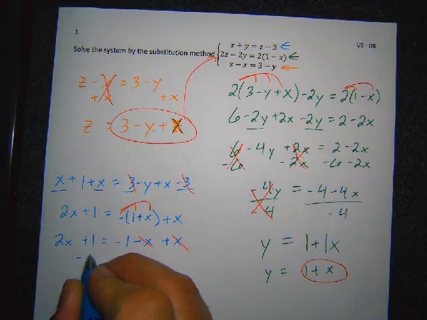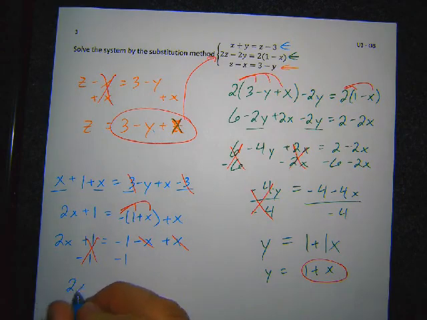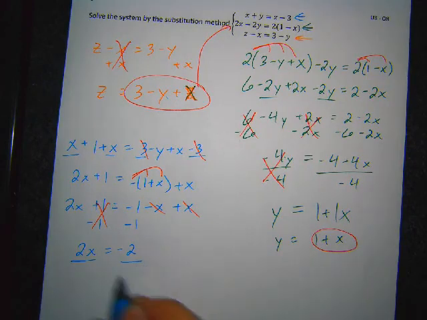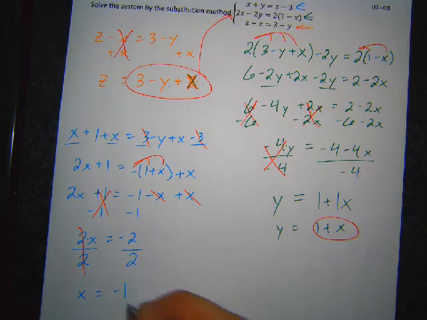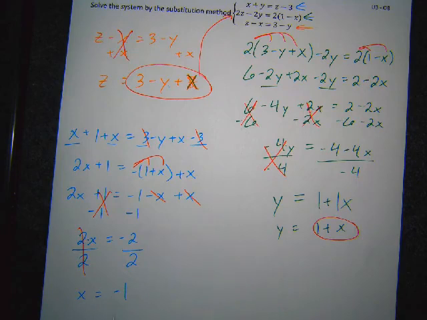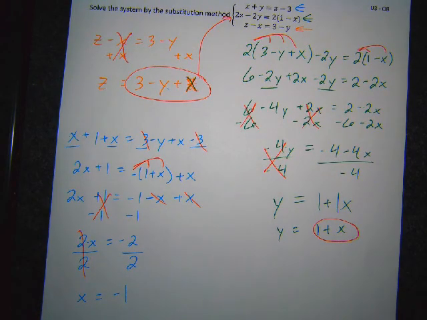Let me subtract this 1 across, because eventually I want to get this x by itself. So I'm just doing that to get rid of that plus 1. So 2x equals negative 2. And then divide by 2 on both sides. Since it's multiplication, we divide by 2. Get rid of that 2. And we see that x is negative 1. And that's the value for x. So we solved for x, we got one of the variables. When we get one of them, we're most of the way there. The rest of it is just plugging that number back in for that letter to find the other variables.